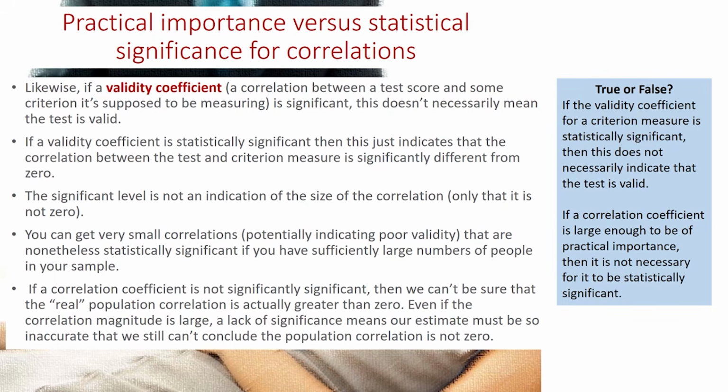Question 2: if a correlation coefficient is large enough to be of practical importance, then it's not necessary for it to be statistically significant. So that's false, because if it's large but it's still not statistically significant, it means that estimate you've got there must be incredibly inaccurate. So it could be that the population correlation is actually still zero.